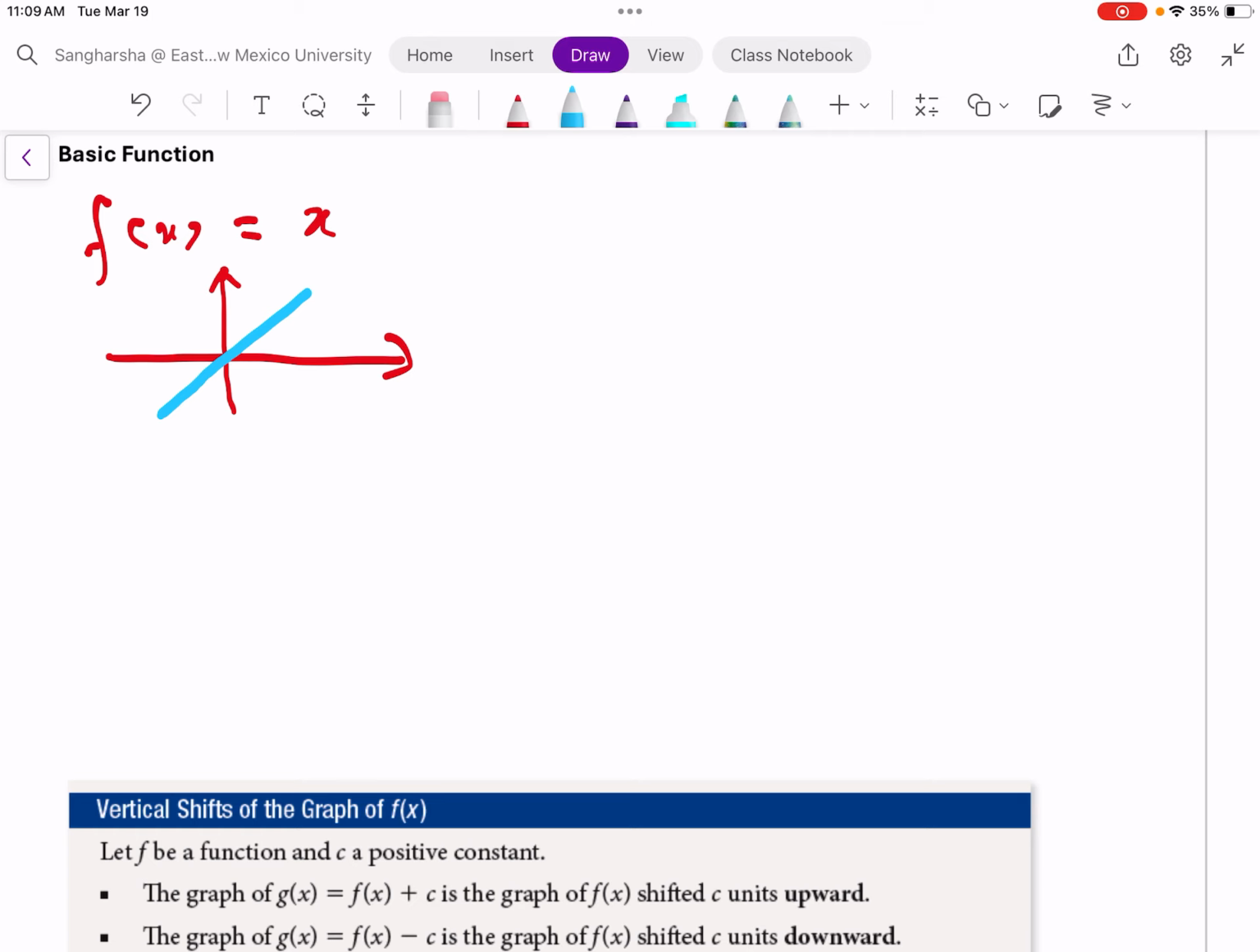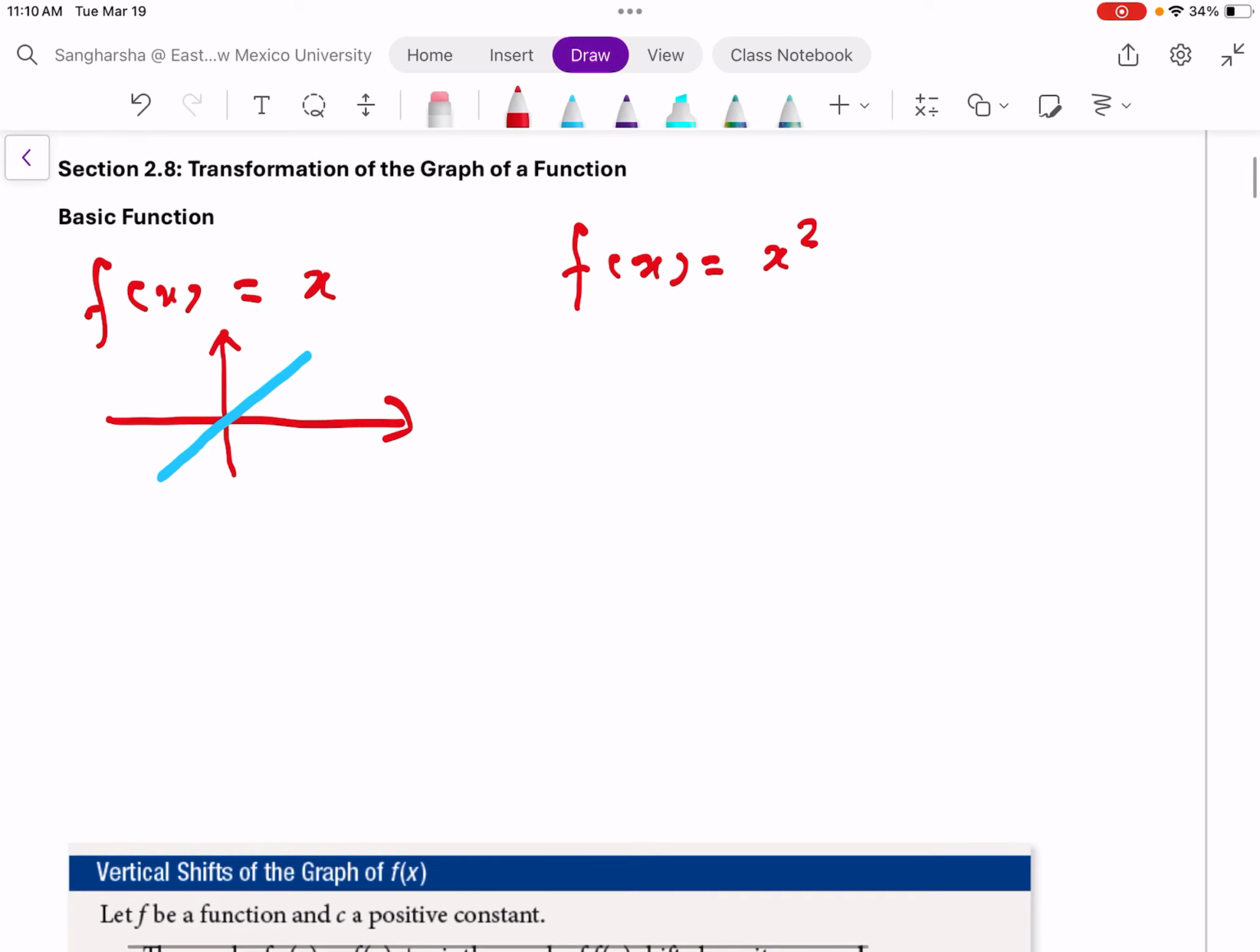So whenever you have a linear function, the graph is a straight line. Okay. So let's take a different function. So if our function f of x equals x squared, now what kind of function is this? Is this a linear function?